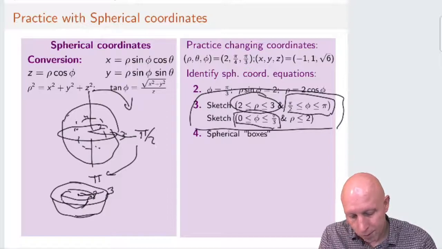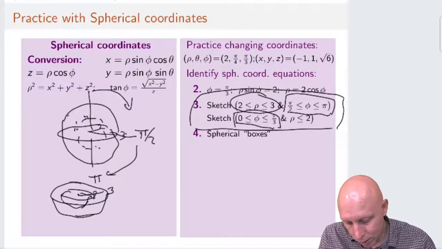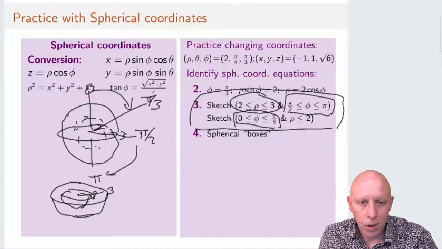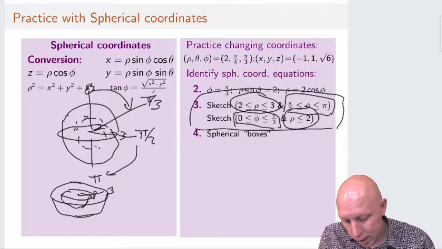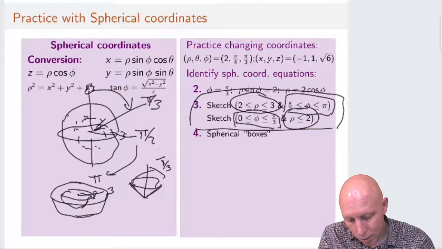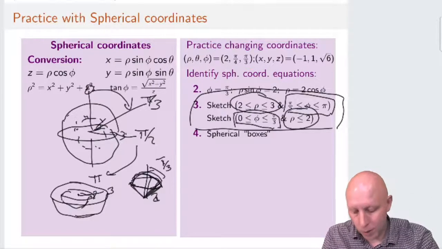Similarly, here we have phi goes from 0 to pi over 3. So from 0 to pi over 3 would be here, and rho is less than or equal to 2. And so what we get there is a cone. The angle of this cone is pi over 3, but then it has a spherical top, so it's kind of like an ice cream cone, where the radius to every point there is 2.